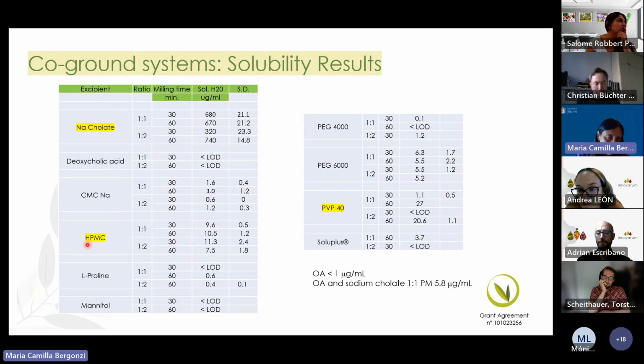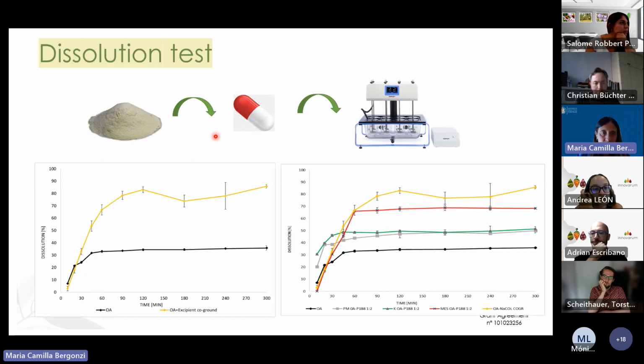Also with hydroxypropyl methyl cellulose and polyvinyl pyrrolidone, the results were not as high. Also we considered the physical mixture of olanoic acid and sodium cholate to prove whether the improvement of the solubility is due to the milling process. In fact, with the physical mixture with sodium cholate, we have only a small improvement of solubility of olanoic acid, up to 6 milligrams per milliliter. Then the high improvement is due to the energy applied by the milling process.